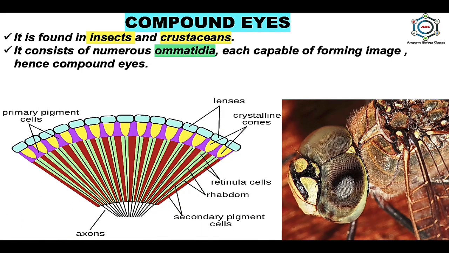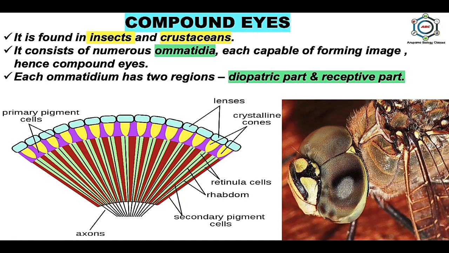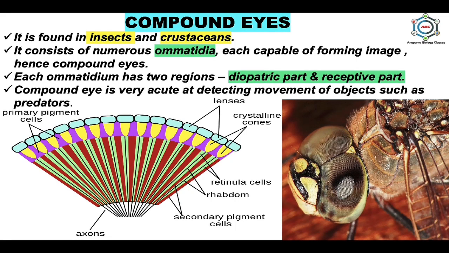In the picture you can see the structure of a compound eye. Each ommatidium has two regions, dioptric region and receptive region. Compound eye is very acute at detecting movements of objects such as predators.